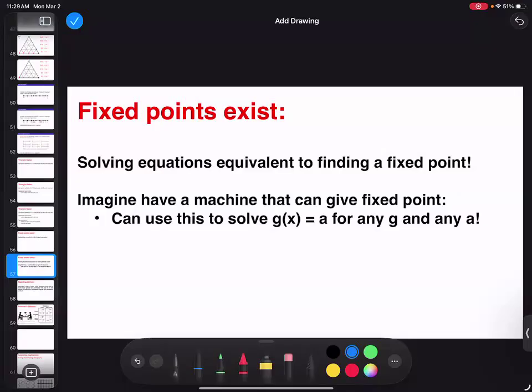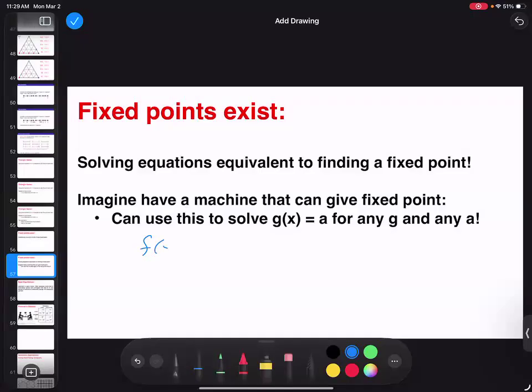But if you're good at something, if you can do something, you try to take whatever you have and convert it to what you're good at. So if I have a way to find fixed points, I can convert this to a fixed point problem. So I want to find a value of x such that g of x equals a. So you give me a function g, you give me a value a, I want to solve this equation. So hopefully you have all been in situations where you are teaching students, we want to solve equations. This is something we need to know how to do.